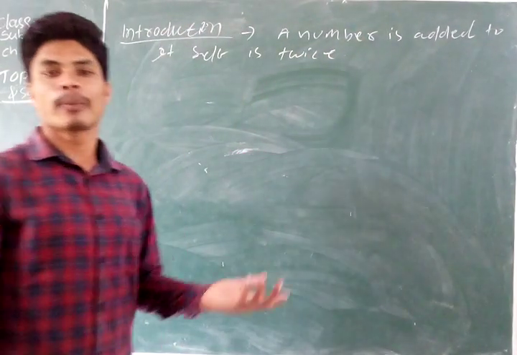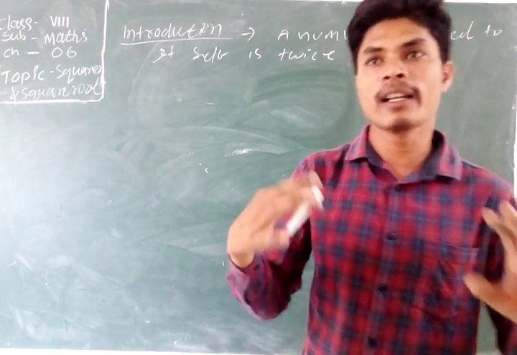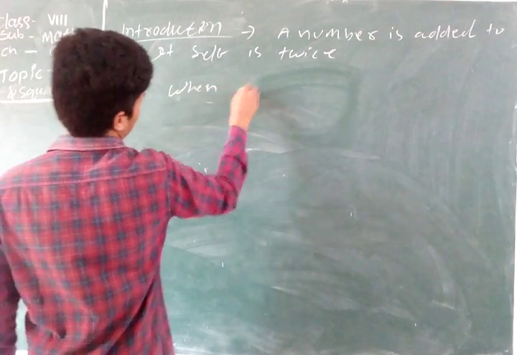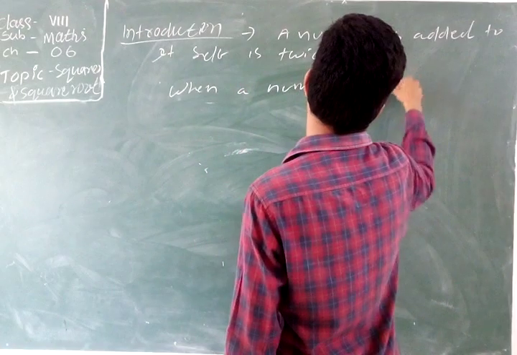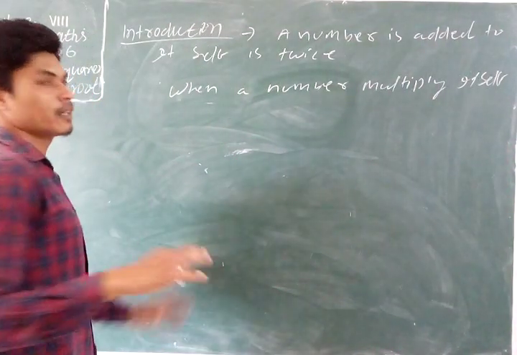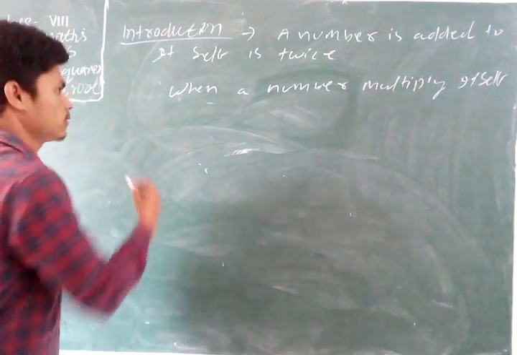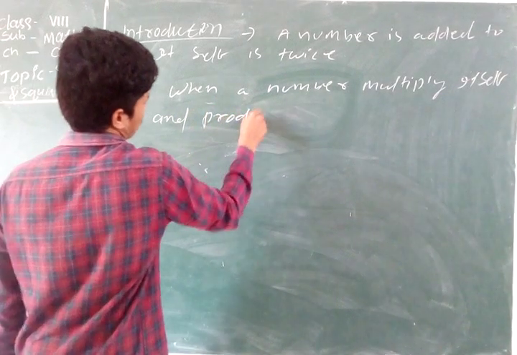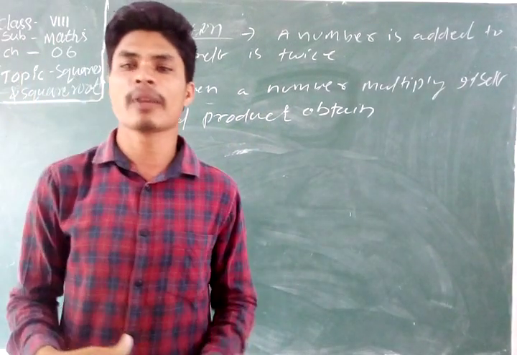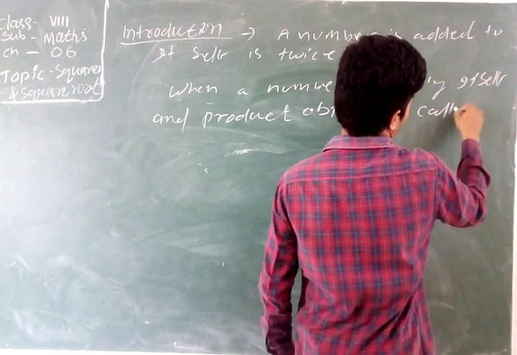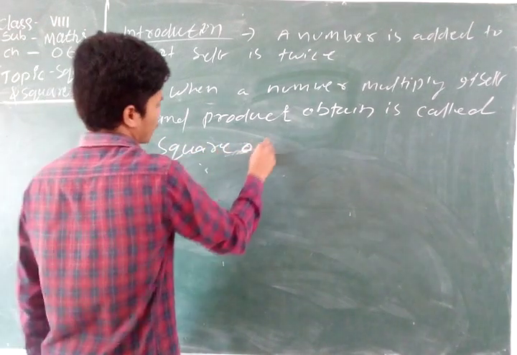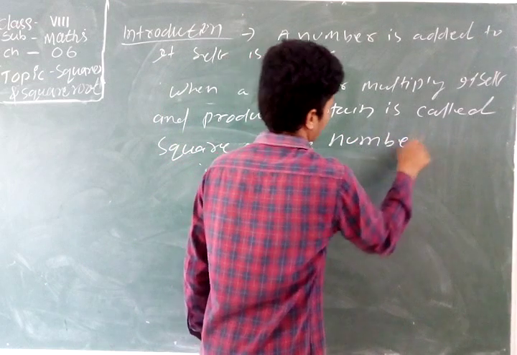Similarly, what does product mean? When we multiply a number by itself and obtain a product, each such product is called the square of the number. Like examples.